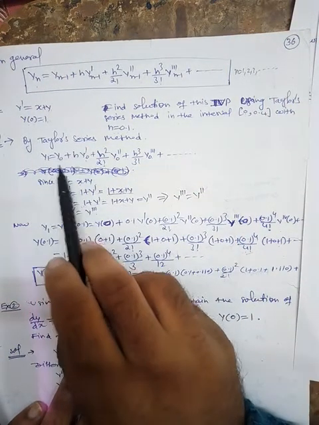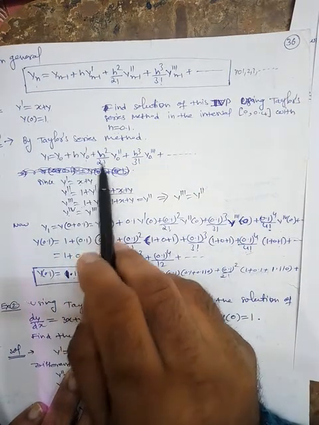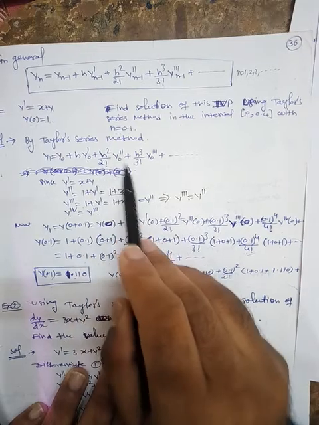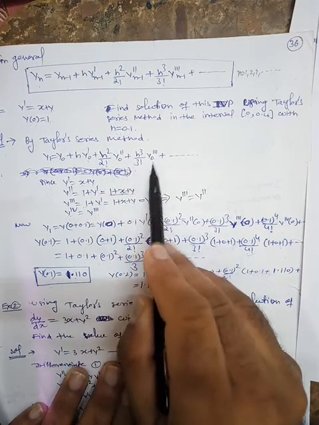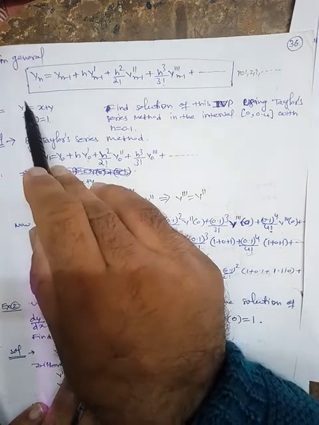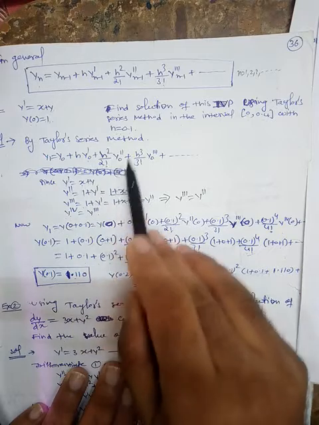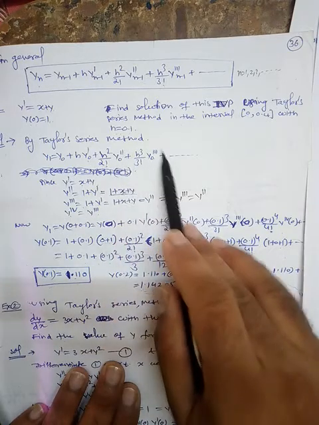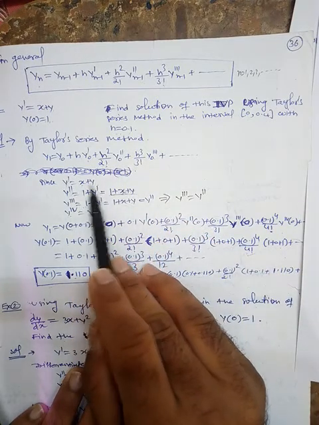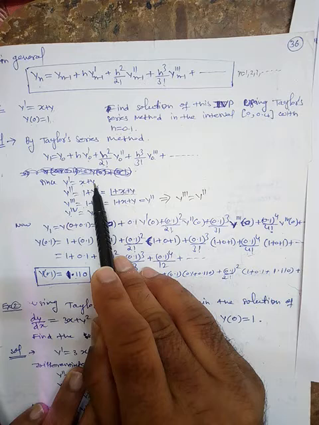So y1 is y naught plus h y naught dash plus h square by factorial 2 y naught double dash plus h cube by factorial 3 y naught triple dash. So y dash is already given to you, but you need to find the second derivative and third derivative. So y dash is x plus y. Just differentiate this with respect to x.